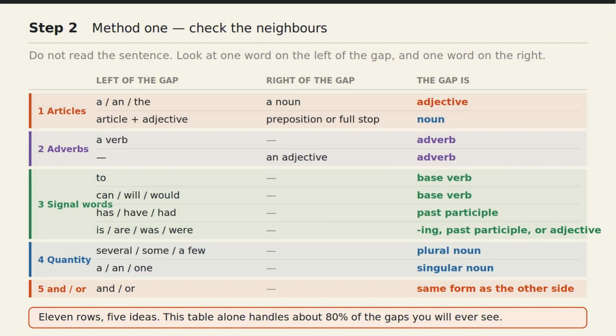So articles, adverbs, signal words, quantity words, and "and": 5 ideas. That's really all you need for method 1. Take a screenshot of that table. Seriously, keep it somewhere. And one more thing. When you're doing this in the real test, don't look 2 or 3 words away. Start with the word touching the gap. Left, right, neighbor.